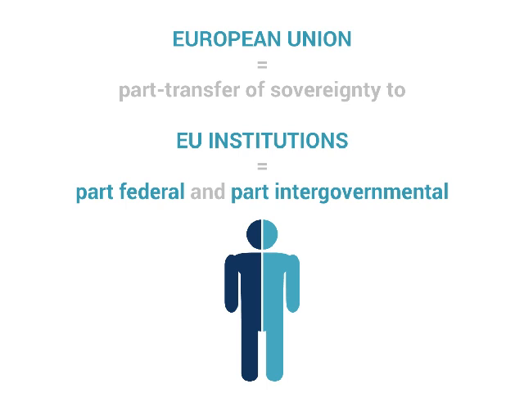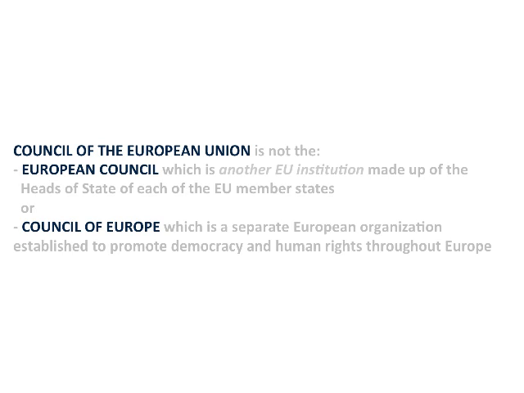Now let's look at the primary institutions of the European Union, beginning with the Council of the European Union. The Council of the European Union is not to be confused with either the European Council, which is another EU institution made up of the heads of state of each of the EU member states, or the Council of Europe, which is a separate European organisation established after World War II to promote democracy and human rights throughout Europe.